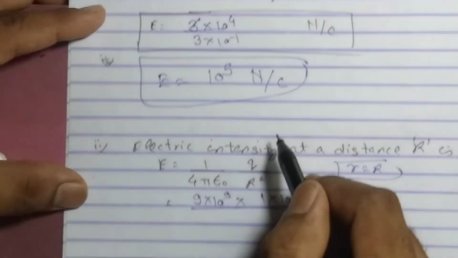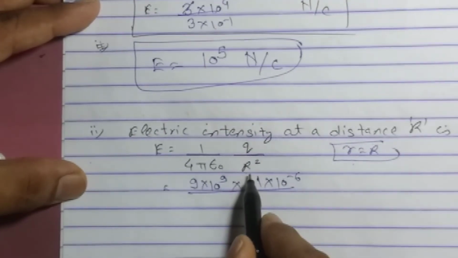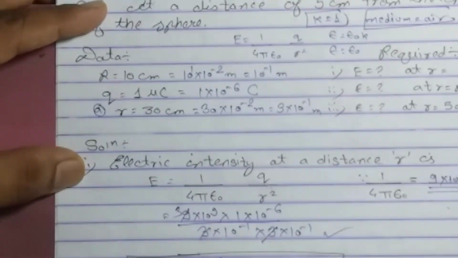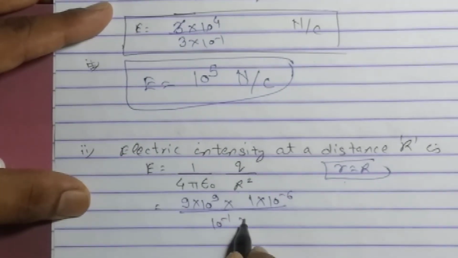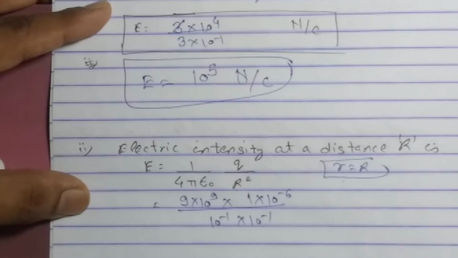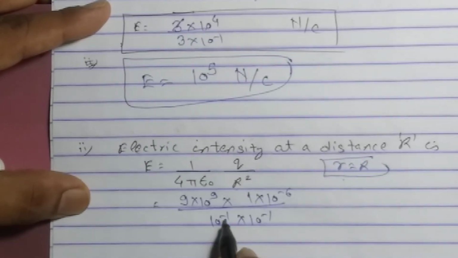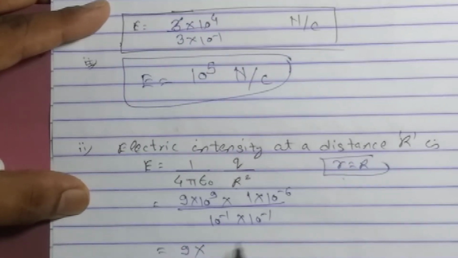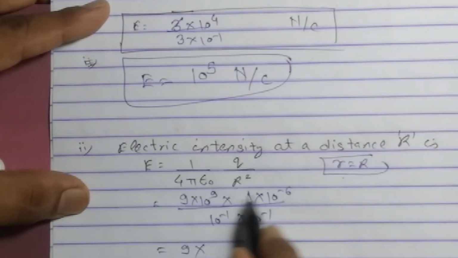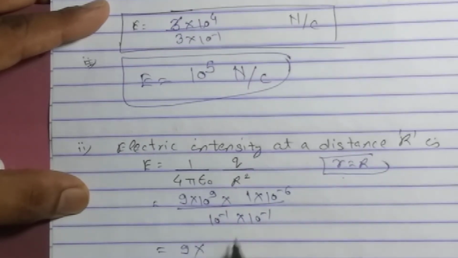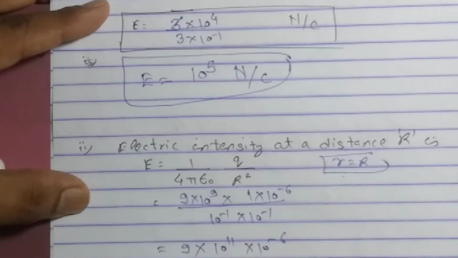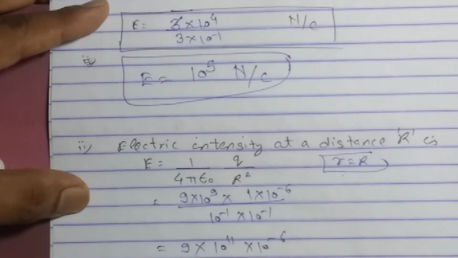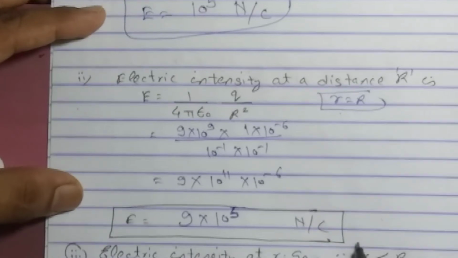Okay, students? Let us continue with the next sum. Here also R square is there. What is capital R? 10 raised to minus 1. Square means I am going to write it twice: 10 raised to minus 1 into 10 raised to minus 1. So what's the final answer, students? This minus 1 will come in the numerator and become plus 1, so minus 1 becomes plus 2. 9 plus 2, 11. 11 into 10 raised to minus 6. What is the final answer? 9 into 10 raised to 11 minus 6, that is 5. 9 into 10 raised to 5 Newton per Coulomb.